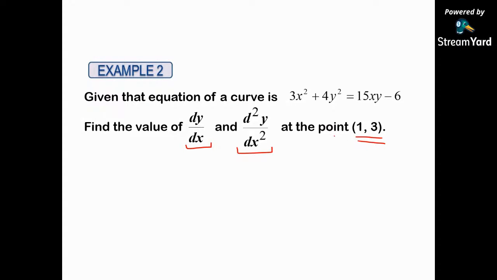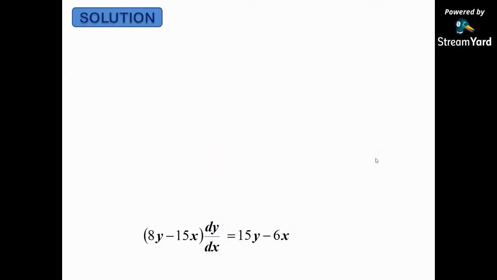Okay, so we need to know what is dy over dx first. So we have to differentiate this to get dy over dx, and then we have to differentiate them again to get the second derivative. But after that, we need to calculate the value x equal to 1, y equal to 3, and find out what is the value for dy over dx and d2y over dx square. Okay, so let us find the first derivative. Suddenly, terlupa nak letak animation. Okay, never mind. So we got 3x squared plus 4y squared equal to 15xy minus 6.